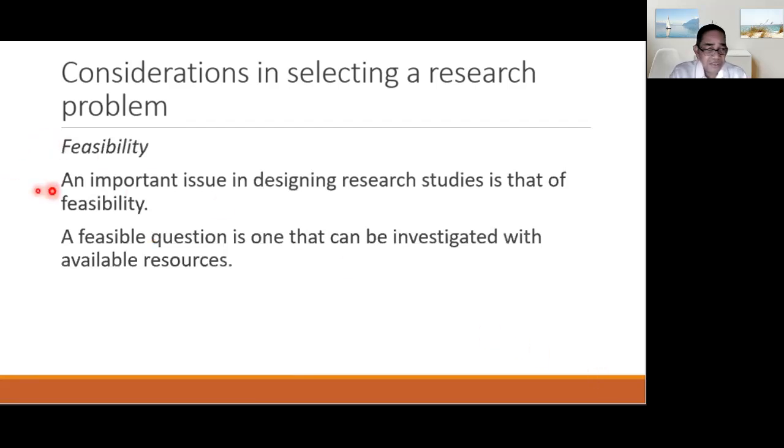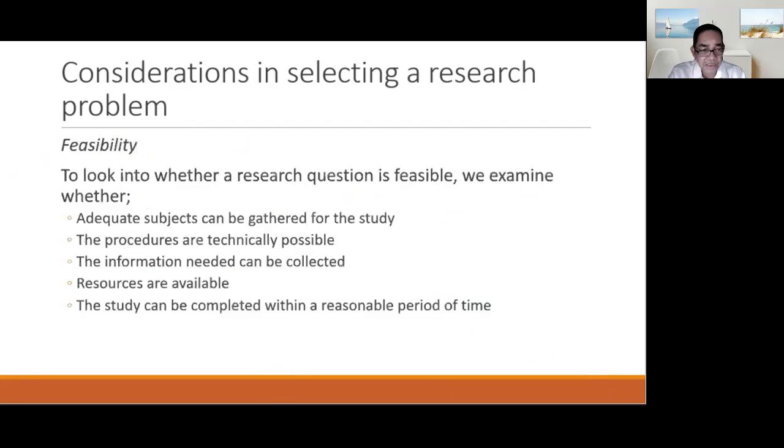Another consideration is that of feasibility. An important issue in designing research studies is that of feasibility. A feasible question is one that can be investigated with available resources. To look into whether a research question is feasible, we examine whether there are enough subjects that you can gather. Are the procedures technically possible? Do you have equipment? Are you capable?